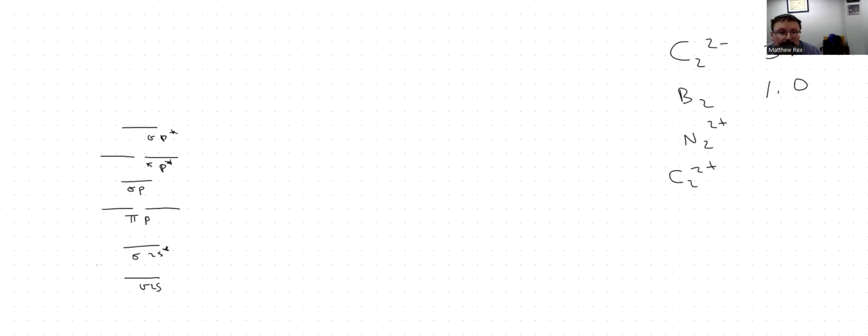Now, N2 2 plus, nitrogen normally has 5 valence electrons. 5 plus 5 is 10, but we have a 2 plus charge, so we're going to have 2 less than that. So 8: 1, 2, 3, 4, 5, 6, 7, 8. So I've got 6 electrons in bonding orbitals, 2 in antibonding. So my bond order now is 2.